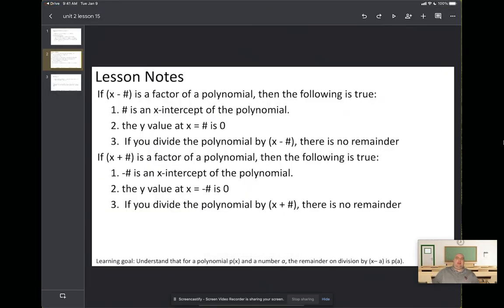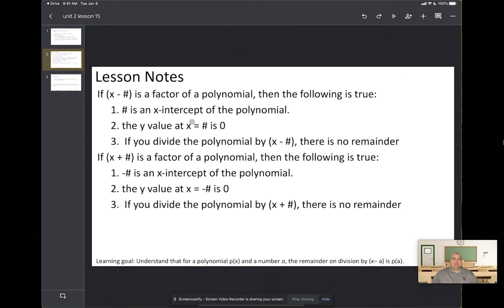So if we take a look at our lesson notes here, we're going to use these facts in order to solve problems in this lesson. If I know that x minus some number is a factor of a polynomial, then the following is true. I know that that number is an x-intercept of that polynomial. I know the y value at x equals that number is 0. And I also know that if you divide the polynomial by the factor, you're not going to get a remainder.